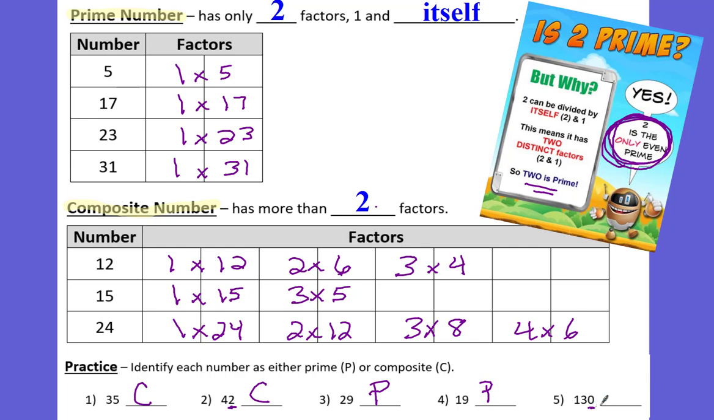What about 130? Well, it ends in a 0. Any number that ends in a 0 is divisible by 5 or by 10. 0 is even, so it's also divisible by 2, which makes this definitely a composite number.